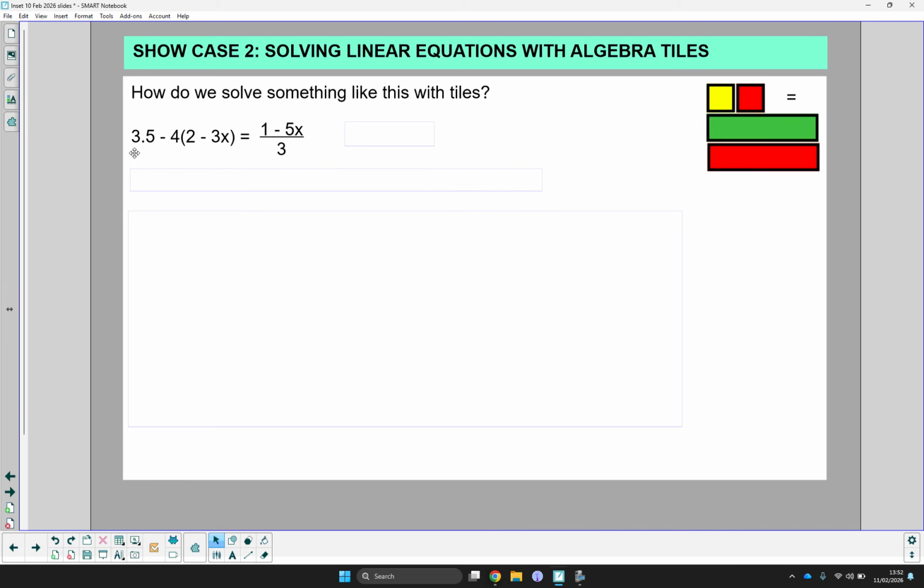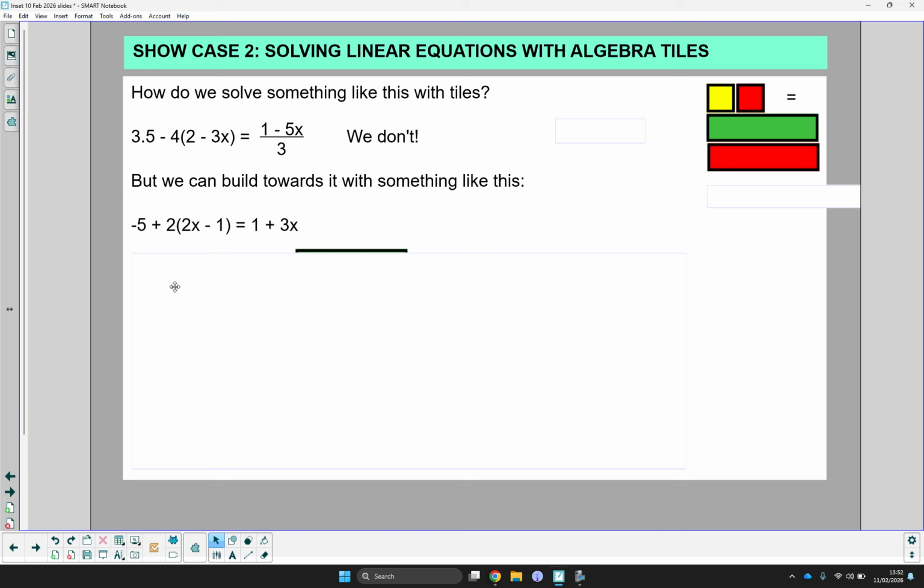Now, you might ask, that's all very well and good, but how do we solve something like this with the tiles? And my comeback would be we don't. Algebra tiles and any manipulative are not about being able to do everything straight away. You can build towards that.